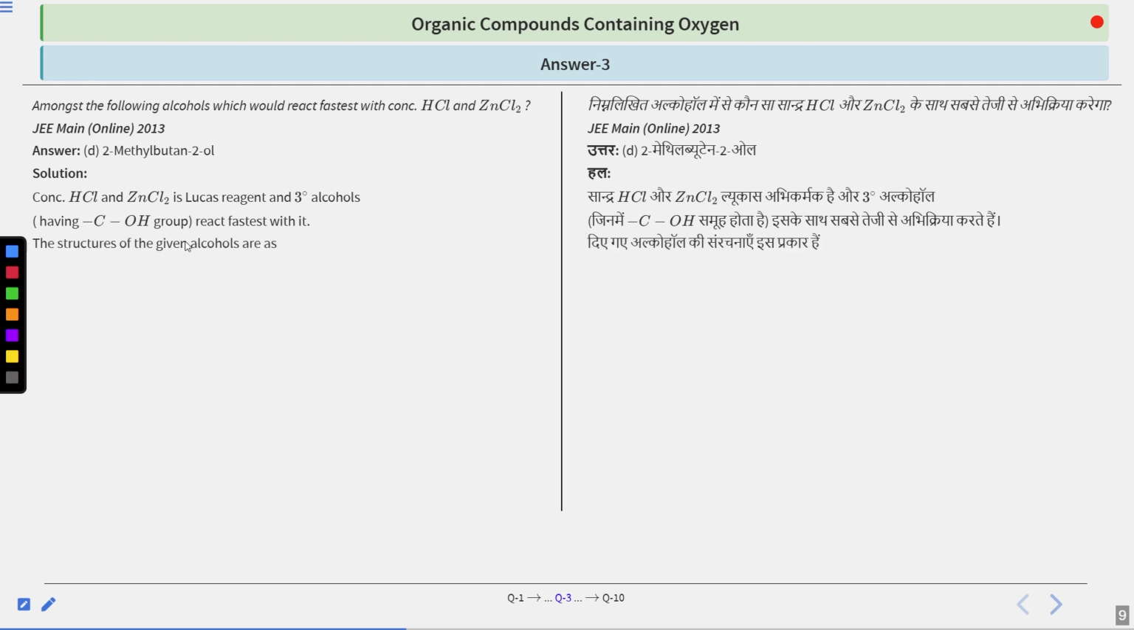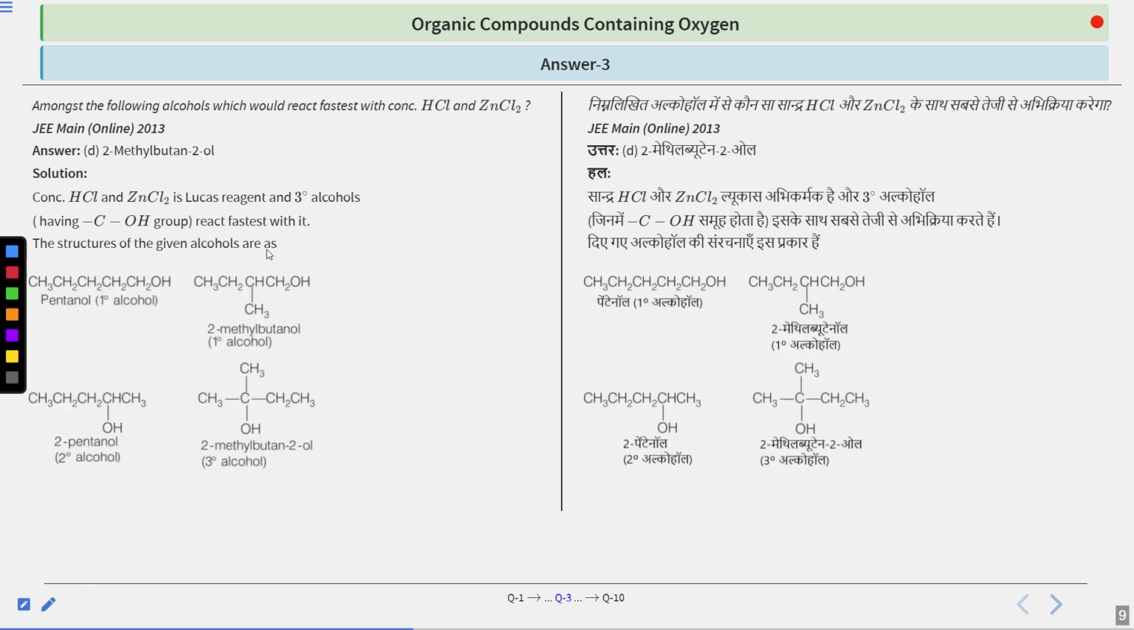The structures of the given alcohols are as follows. Pentanol, that is a primary alcohol. You can see a single chain of 5 carbons containing an OH group at the first position. So this is a primary carbon, because the OH group is attached to the carbon which is directly attached to only a single carbon. So it is a primary alcohol.